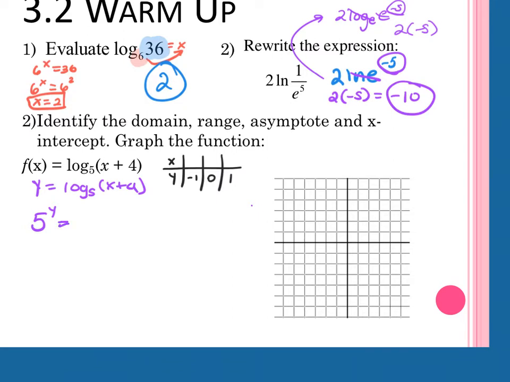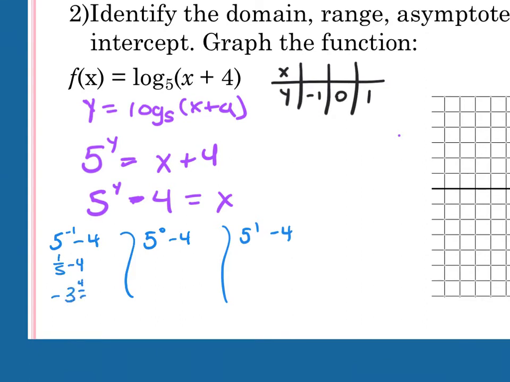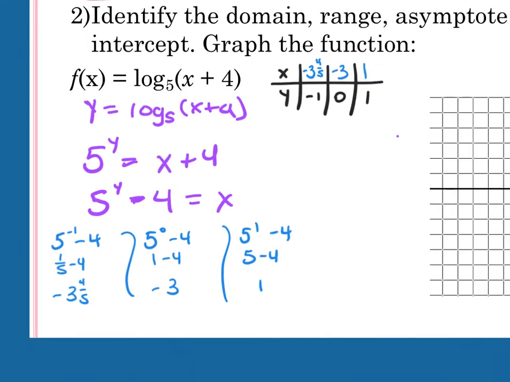So I get y equals x plus 4 in exponential form, and then 5^y minus 4 equals x. And then remember, we plug in for the y when we do logs. So 5 to the -1 minus 4, 5 to the 0 minus 4, and 5 to the 1st minus 4. I get 1/5 minus 4, which is -3 4/5, 1 minus 4, which is -3, and 5 minus 4, which is 1. So -3 4/5, -3, and 1.